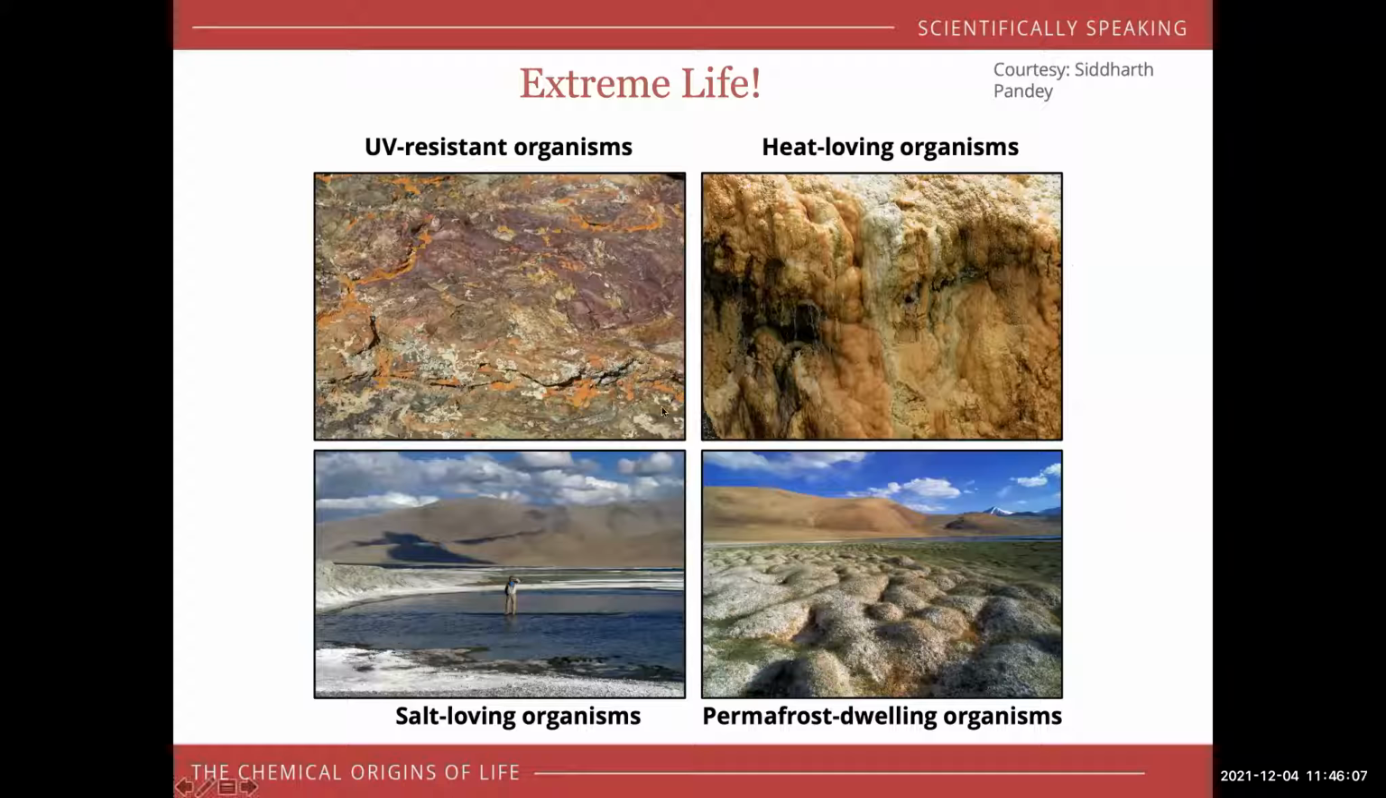You have UV resistant organisms, you have heat loving organisms or thermophiles, and some of the highest temperature tolerating organisms can tolerate up to 120 degrees C, where you and I would be burnt. You have salt loving organisms or halophiles. You have permafrost dwelling organisms that can live at extremely low temperatures. It's unbelievable that in the later evolution of life, after you had the transition from non-life to life, you had these prokaryotes come about, and now they have pretty much populated all possible niches on the planet where even the conditions are extreme.